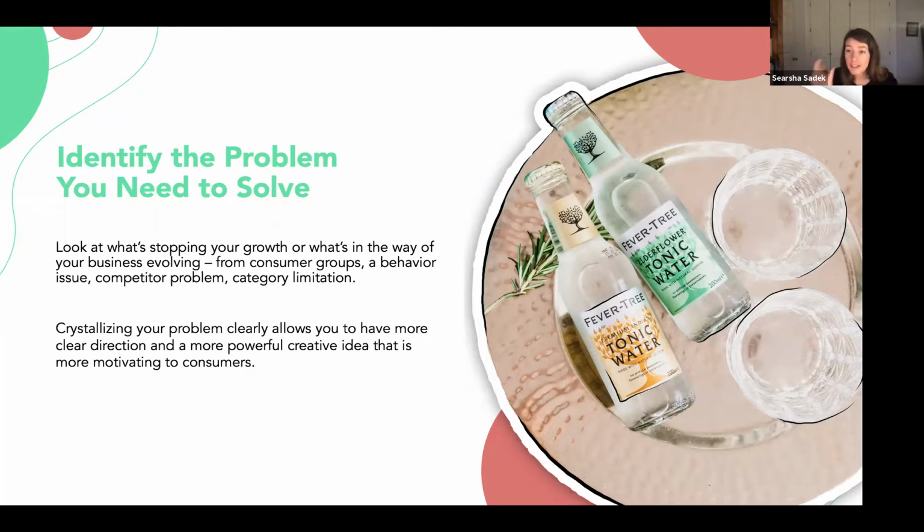Crystallizing that problem really clearly means that you can have a lot more direction further down the line. If you know what you're trying to solve, it's much clearer what you have to make to solve it. And when we get down to actually creating the creative idea, you can then use this problem as a lens to understand which creative idea is strongest. Does it actually solve the problem that I said was the main problem to solve?